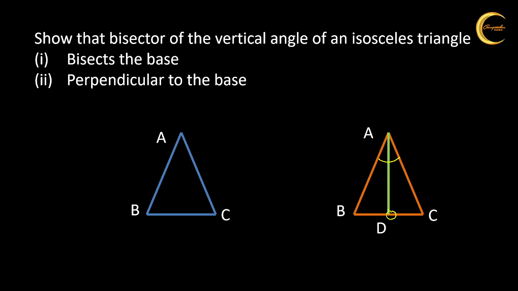So this point of this BC line is the midpoint. And another, we have to prove this AD line is perpendicular to this BC line. So now we see the proof.